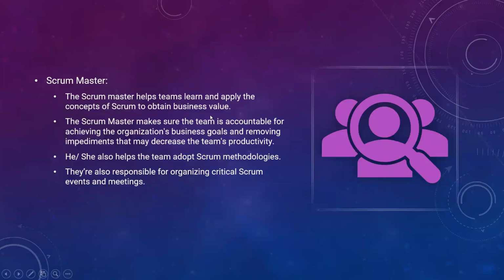The Scrum Master makes sure the team is accountable for achieving the organization's goals and removing impediments that may decrease the team's productivity. Okay. So if there are some hurdles, then he's going to discuss about it. He says, why is it taking this much time? Do you need any help, or what exactly are you looking for? Do you have any communication gaps with the team or clients? Do you need anything from the product? So everything will be discussed by the Scrum Master.